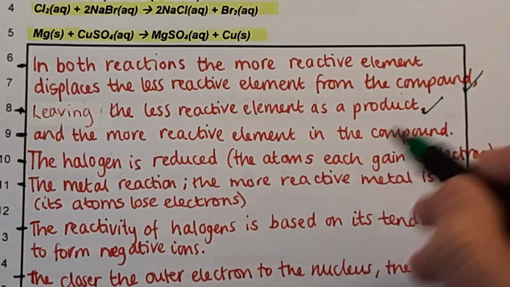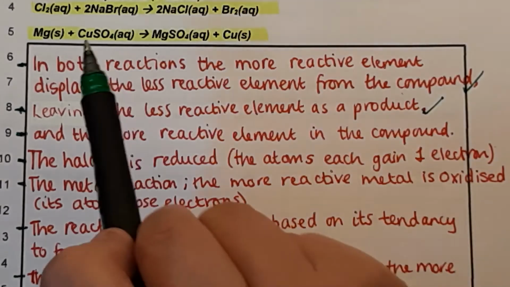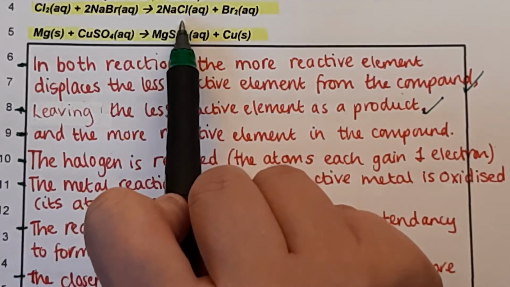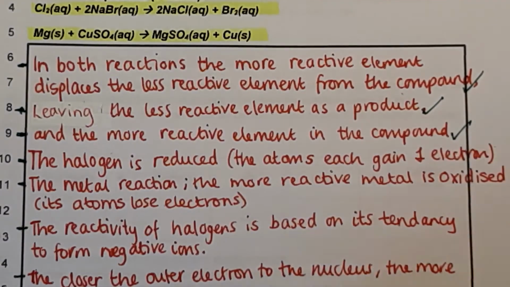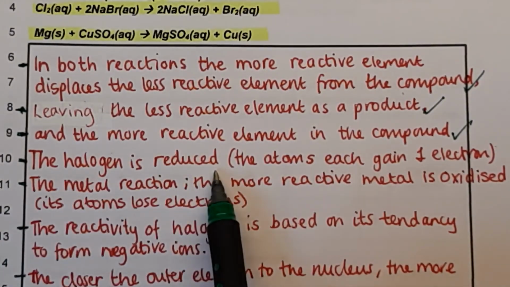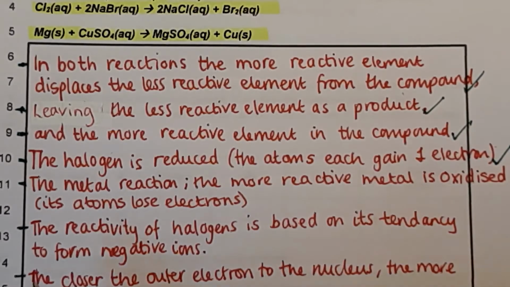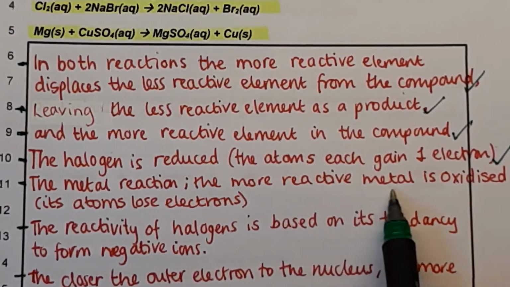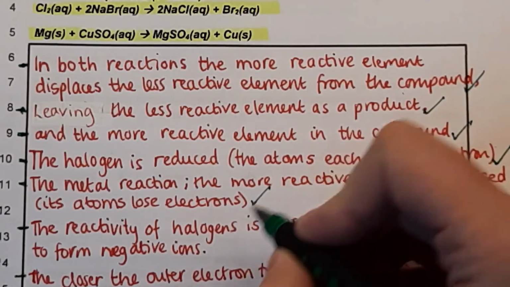You could also say that the more reactive element is left inside the compound, so chlorine becomes part of sodium chloride and magnesium becomes part of magnesium sulfate. So it doesn't matter how you've written it, as long as you've written something like this or that says the same thing as this. Then you could talk about how the halogen is reduced, so it's a reduction reaction for the halogen, so that the atoms each gain an electron. Either of those things you could get a mark for. And then for the metal reaction, the more reactive metal is oxidized, or its atoms lose electrons. So you can have a mark for that as well.